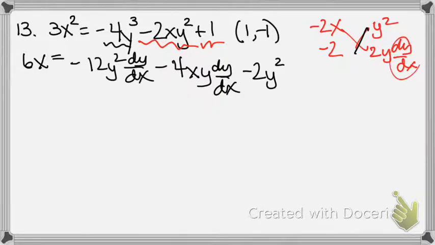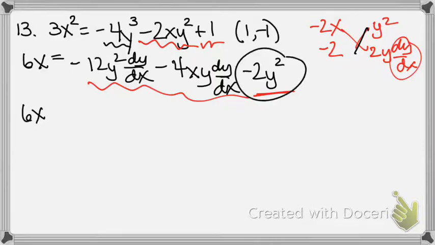If you forget one of these dy/dx's, it'll totally mess up your whole entire problem. All right, now keep all the dy/dx's to one side and move the non-dy/dx to the other side. So on the left, I have the 6x. I'm going to bring this over and leave everything else on the one side.